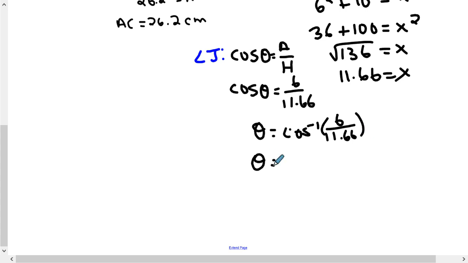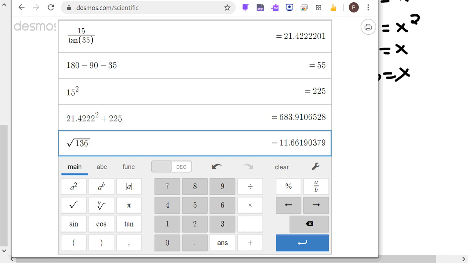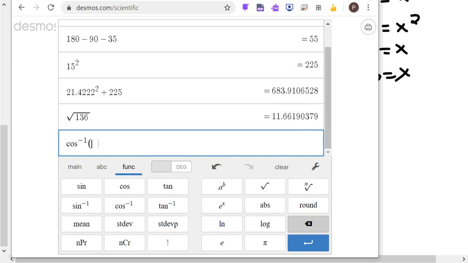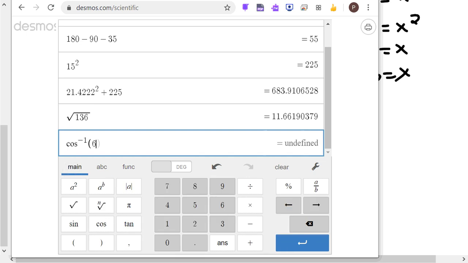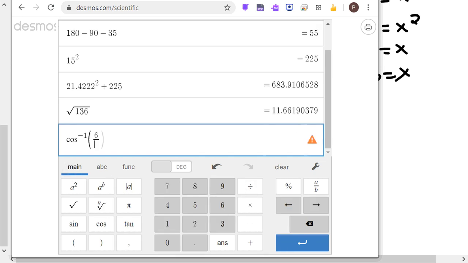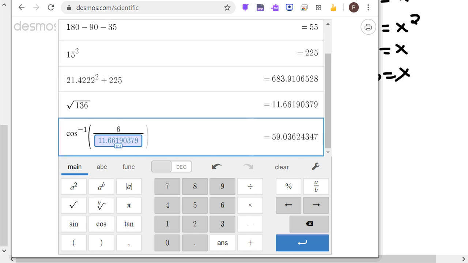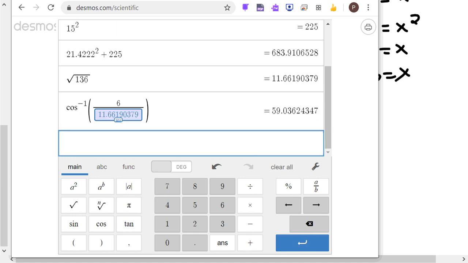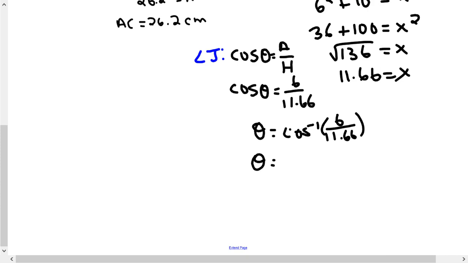But then when I do it on the right side, on my calculator, I'm going to find that inverse cosine function on whatever calculator you're using. I'm going to put 6 on the top, and then if that answer is still there, I'm going to take that answer function so that it's keeping all of those decimals for me. And so that tells me that angle is 59.03. All right, let's call that 59 degrees.